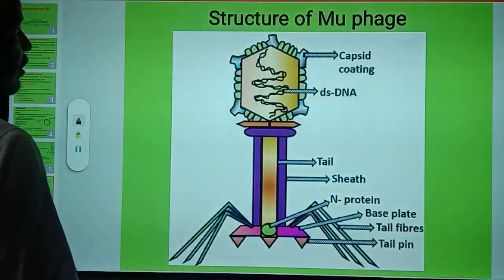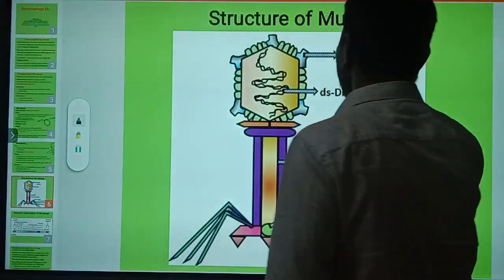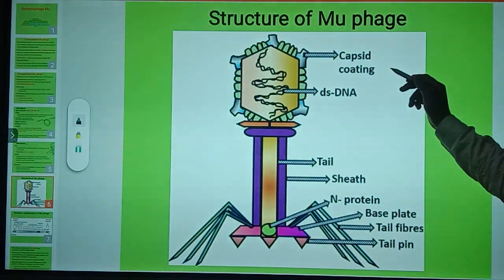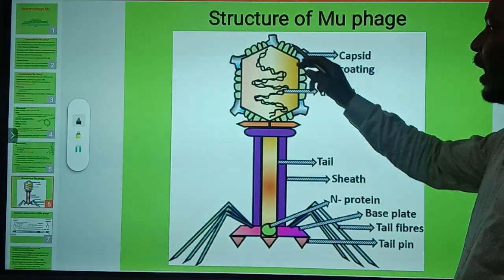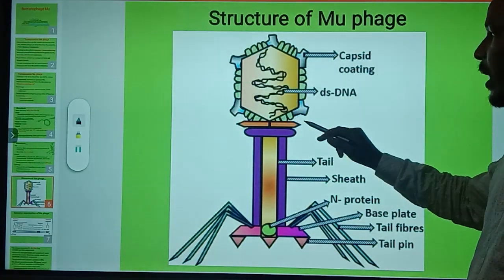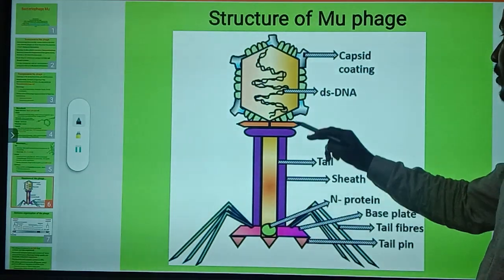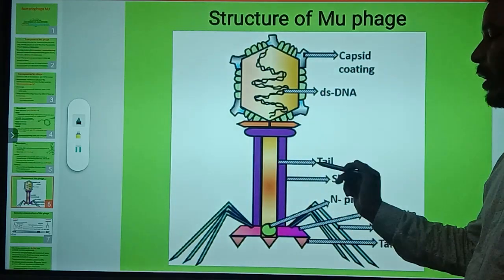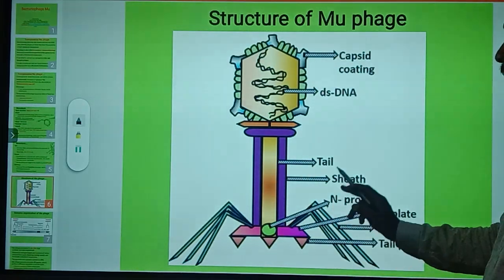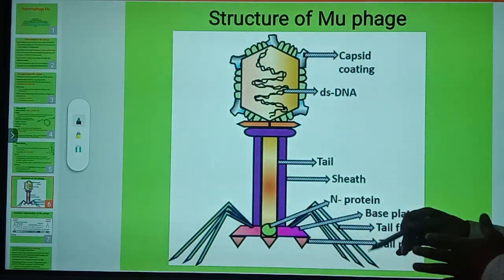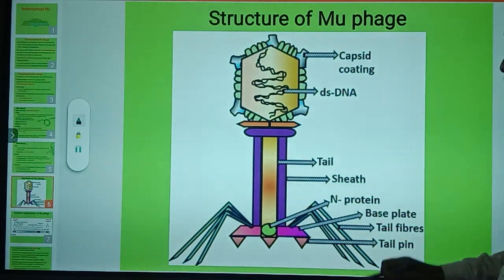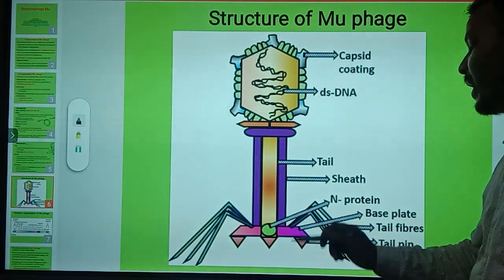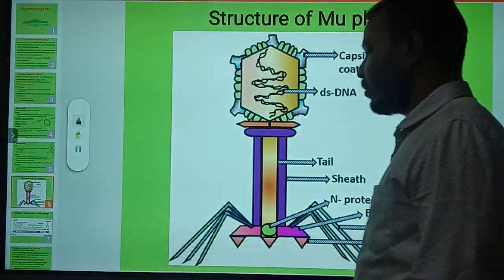Here we can see the structure of mu-phage. This is the outermost capsid, a protein covering made up of capsomeres. Then there is the double-stranded DNA, and this is icosahedral. Then there is a neck, and a tail. The tail has a sheath which is made up of stacked rings, right? These are the base plates, and they have certain specific proteins through which they attach to the host cell surface, like N protein. Then there are tail fibers and the tail, and this one is a base plate. So this is the basic structure of bacteriophage mu.